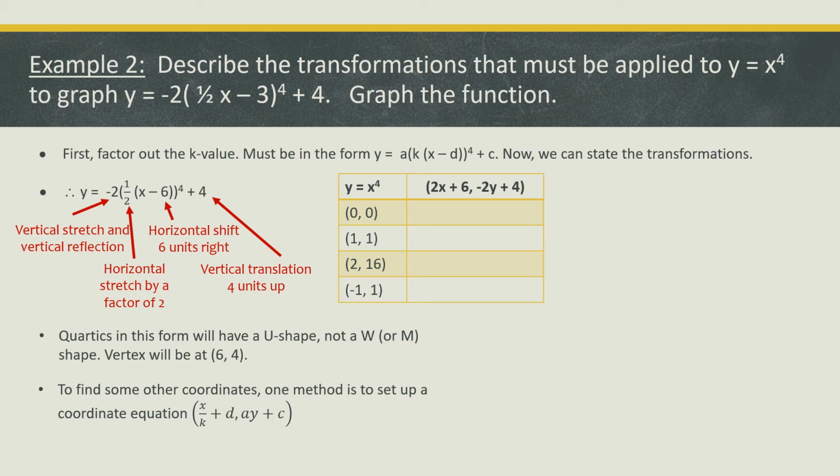So I'm getting a new coordinate from 0, 0. I'm trying to find out where that goes. I'm going to end up with a new coordinate when I'm done. That's why I need the brackets. So the first thing I'm going to do is 2 times x.